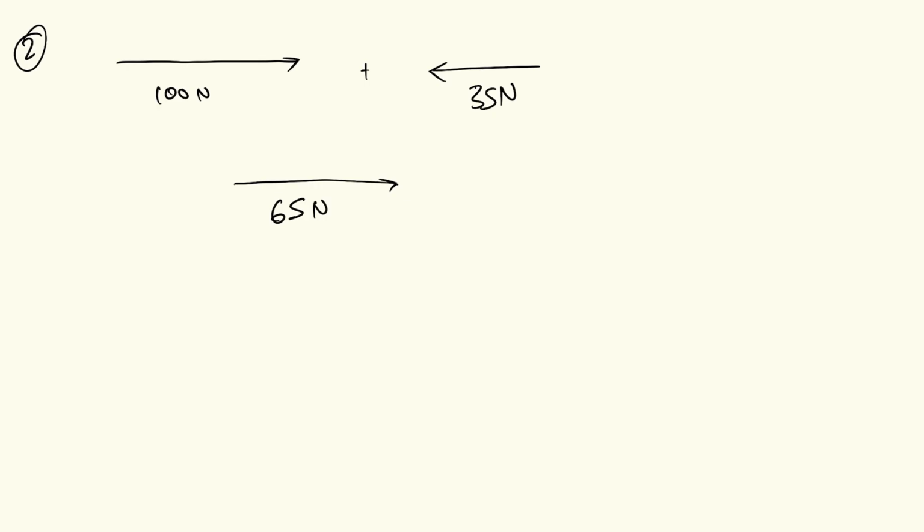Say you have a vector that is 100 newtons going east, and you add to it 35 newtons going west. The resultant vector will be 65 newtons going east, because you subtract 35 from 100 since 100 is bigger. So straightforward so far.